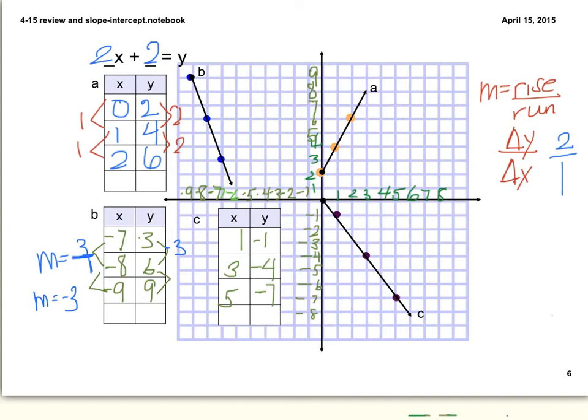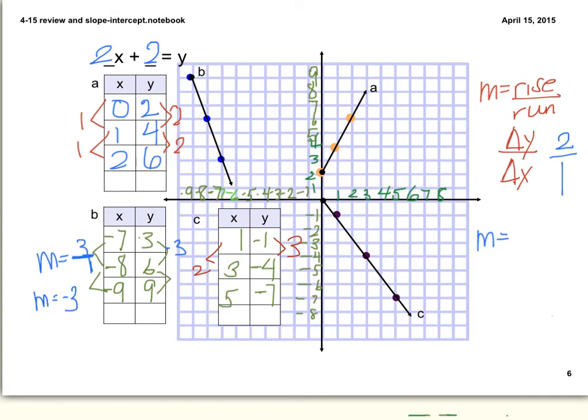Next one I have is line C. We're just finding m here. Line C, just because it starts at the origin, it does not mean it's a direct proportion. As you can see, this is a negative slope, so it cannot be a direct proportion. So looking at my coordinates again, I plugged them in, 1, negative 1, 3, negative 4, 5, negative 7. They're in my box. Next thing, analyze the difference between them. So I've got a difference of 3 here, a difference of 2 here.